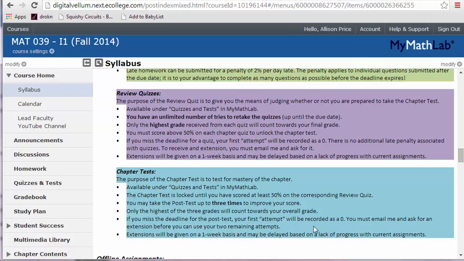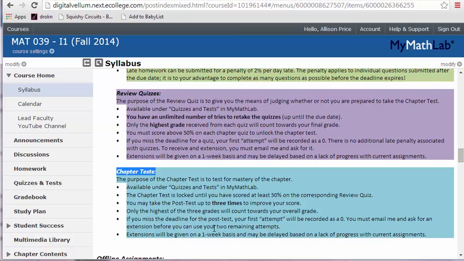So if you are not able to score above 50% on the quiz before the deadline elapses, that's going to give you an automatic 0 on your first test. So you need to plan ahead on a week that you have a review quiz and a review test to make sure that you have time to not only take the quiz, but to take the quiz and score above 50%. So that's going to unlock the chapter test and give you a chance to take the chapter test.